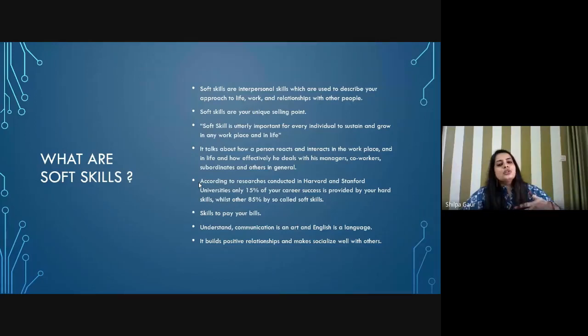According to research conducted at Harvard and Stanford University, only 15% of your career success is provided by your hard skills. We will definitely discuss in detail what hard skills are. And 85% depends completely on soft skills, your personal relations with people, how you behave, and so on. Now there is another point which I've written for you, that is skills to pay your bills.